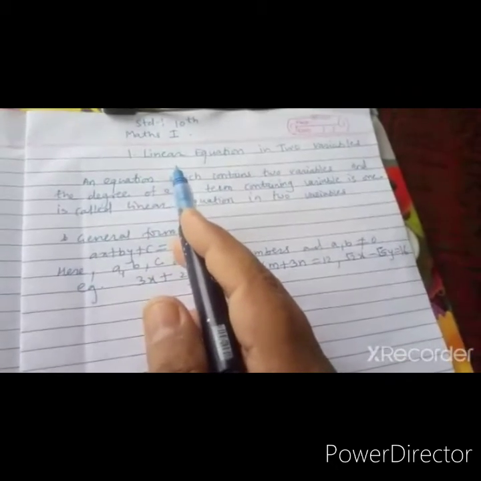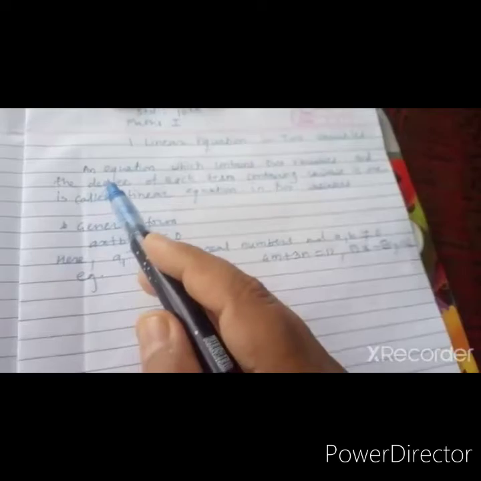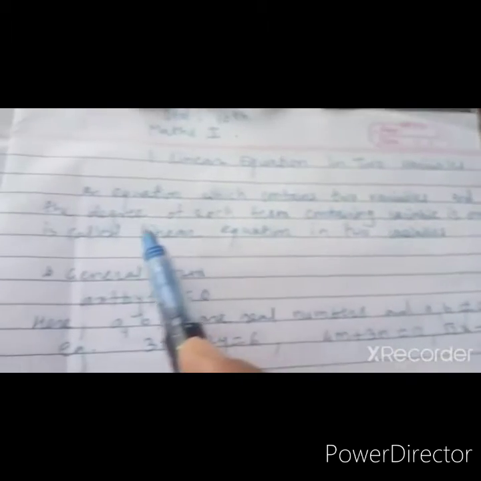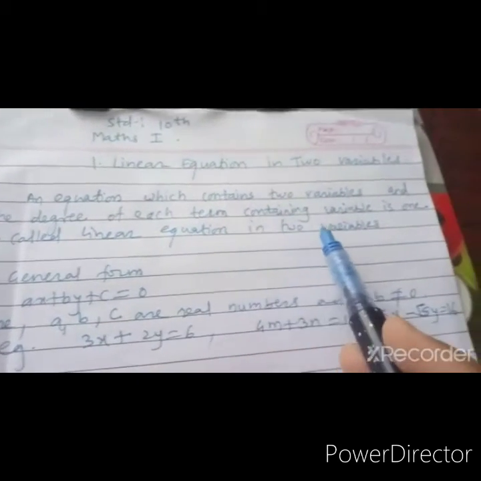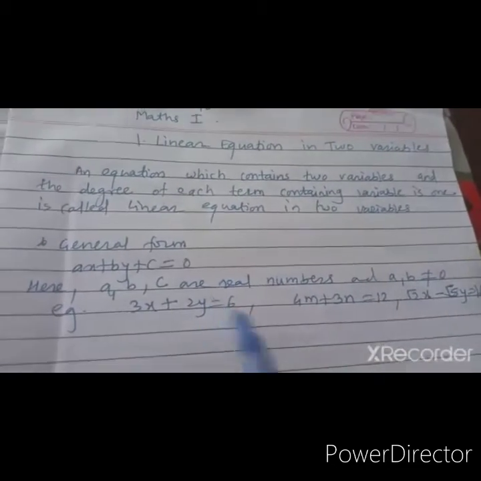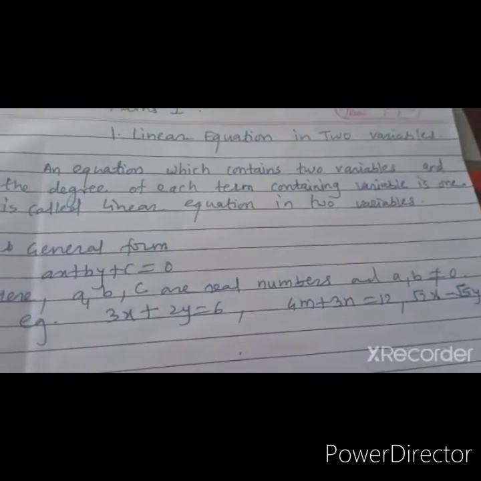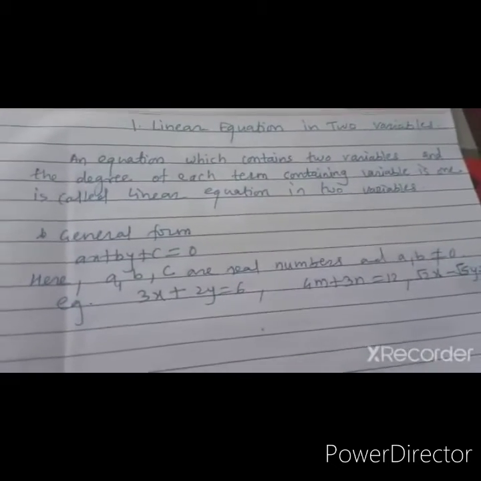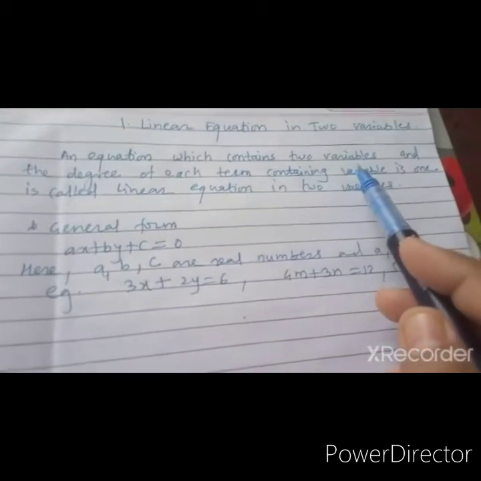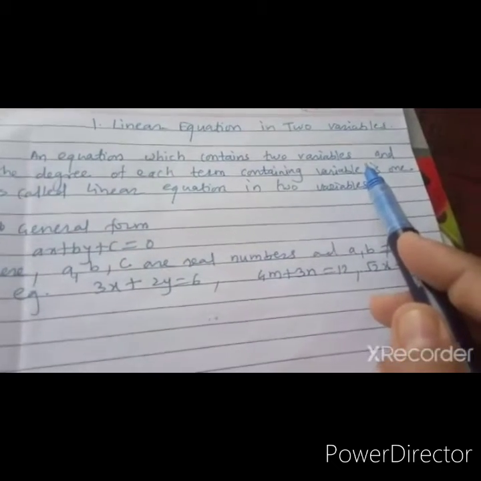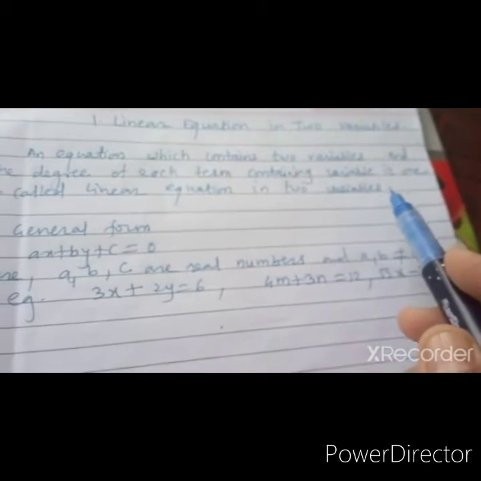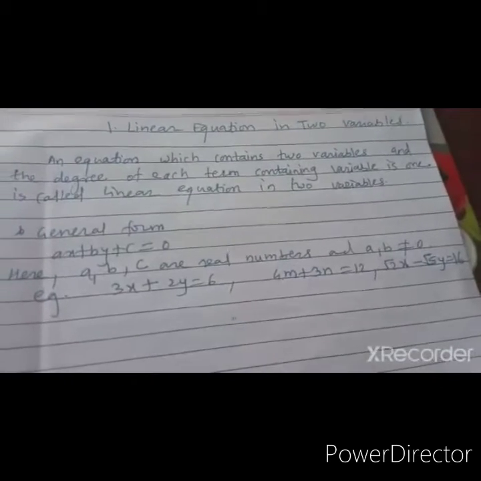We have to see the definition of linear equation in two variables. An equation which contains two variables and the degree of each term containing a variable is called a linear equation in two variables. Already we have seen this definition in the previous standard, that is in 9th standard also. That is, an equation which contains two variables, suppose x and y, and the degree of each term containing them is 1, and therefore this equation is called a linear equation in two variables.